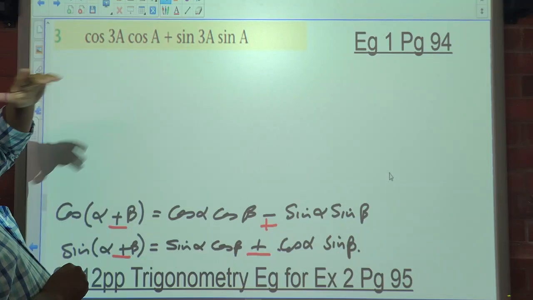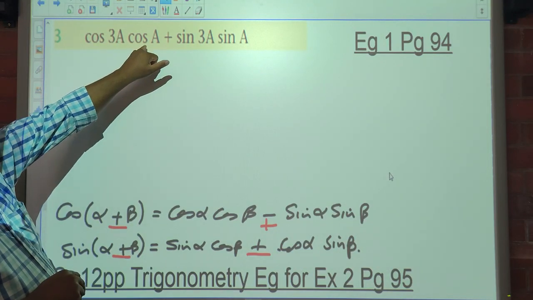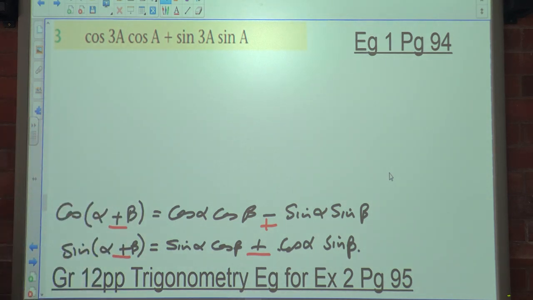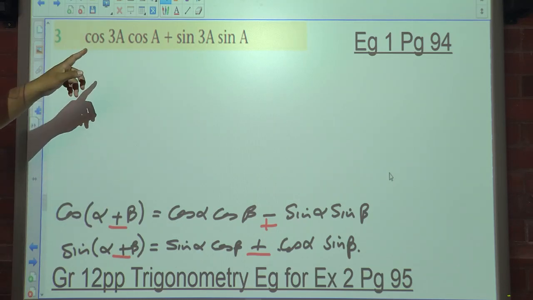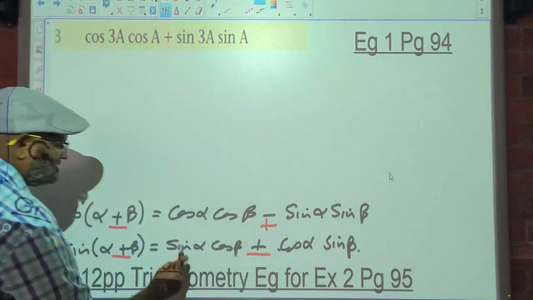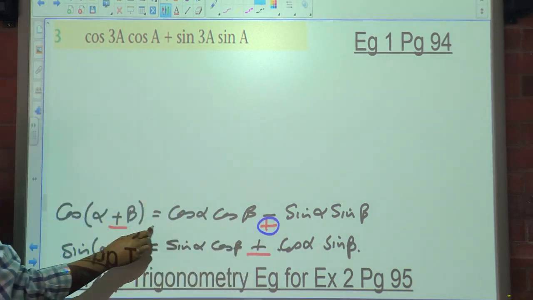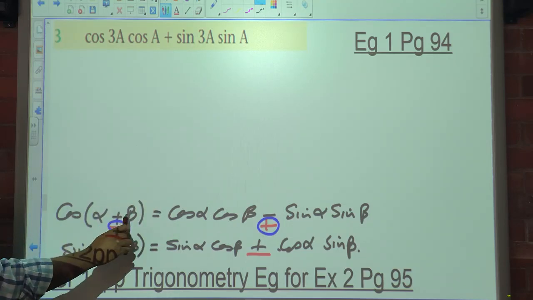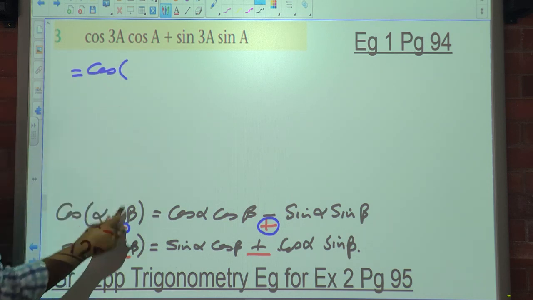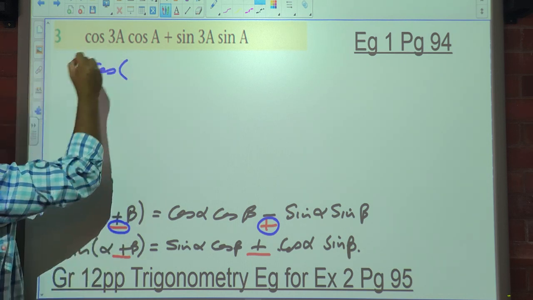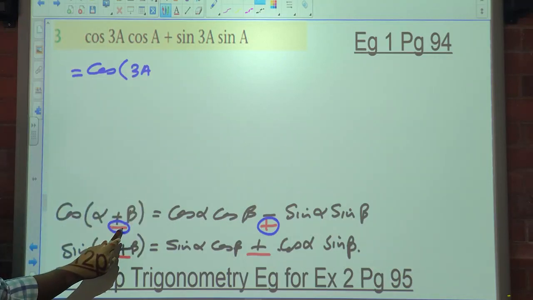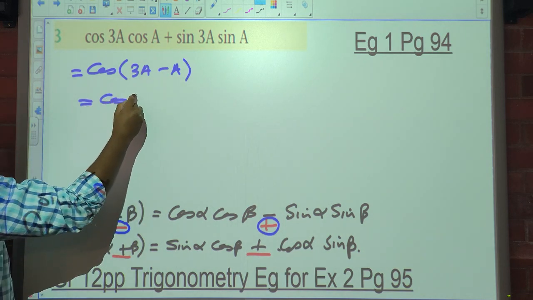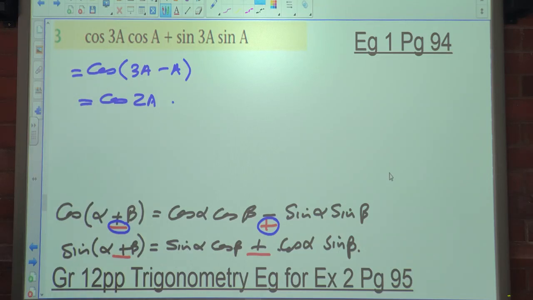This is the last one. So cos of 3a, cos of a, plus sine of 3a, sine of a. What does that remind us of? The cos one, eh? Cos, cos, plus sine, sine. So what must be in the bracket? Minus. Okay. So I don't need to write it down. You see it? So what do we have? Cos(alpha, which is 3a, minus beta, which is a). And what is 3a minus a? It's simple, no?